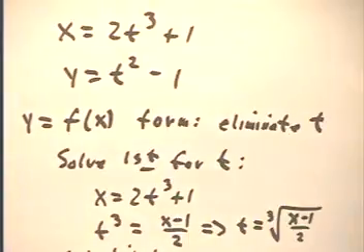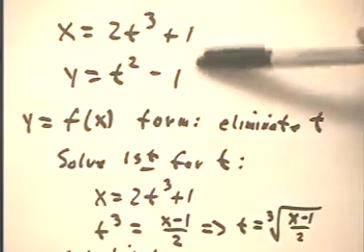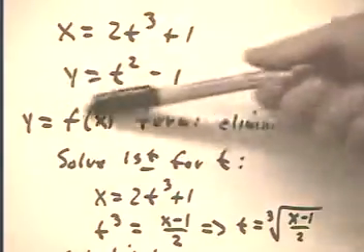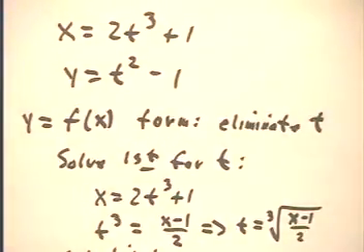doesn't always give us y as a function of x. It could be a relation where we have two y values for a given x. There's nothing that prevents that in a set of parametric equations. In this case, it turns out that that's not the case. We do get a perfectly good function y equals f of x.